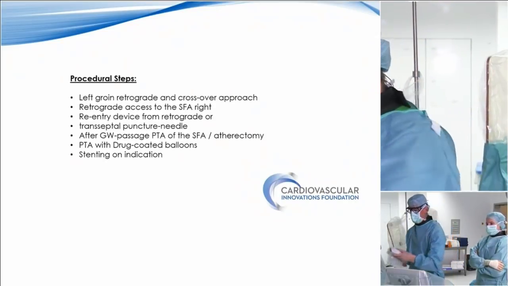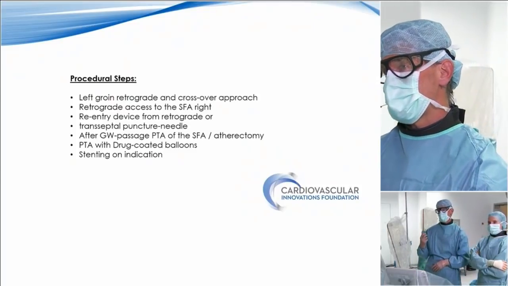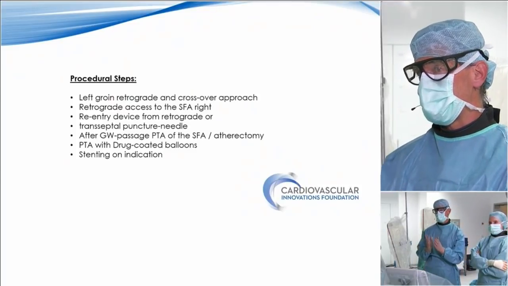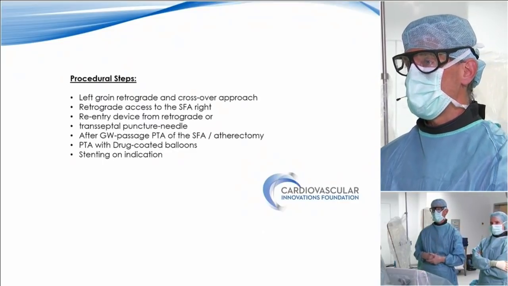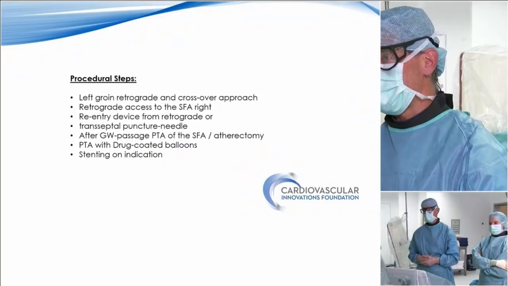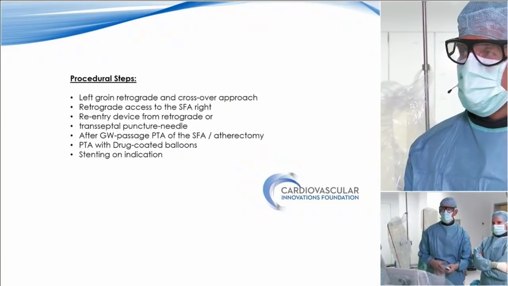Later on, of course, a difficult part starts with PTA. Potentially you need some atherectomy of the first part, the ligated area, where there is so much scar, to open it to facilitate balloon dilation, and then we continue with stents and maybe drug-coated balloons. Okay, let's switch to the angio.